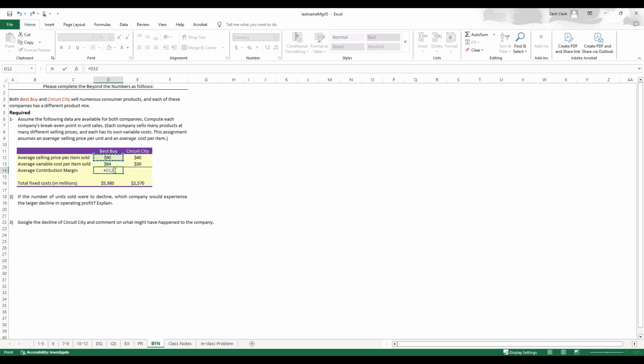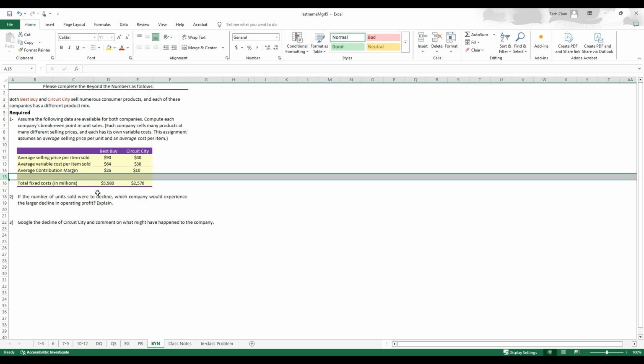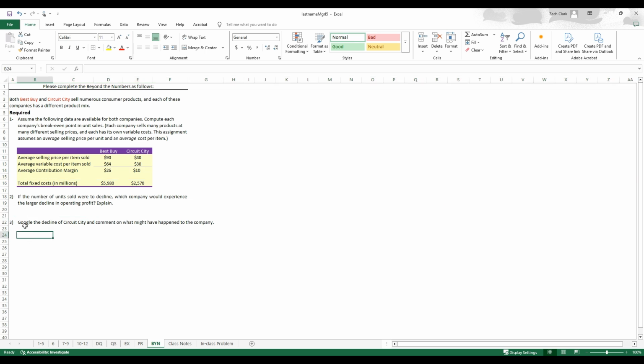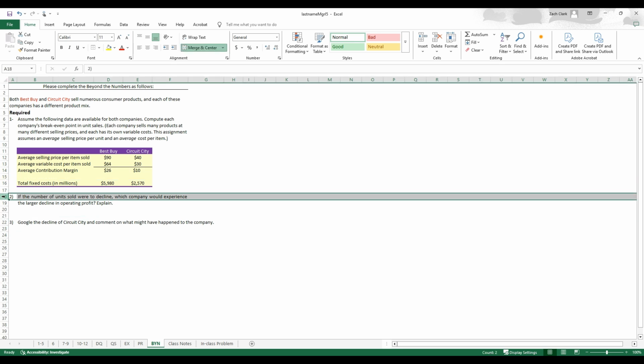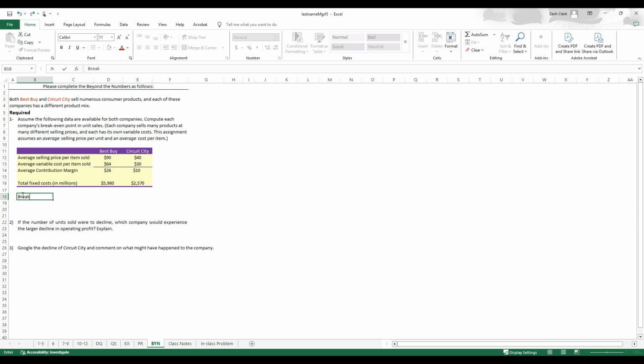So we'll take our selling price minus our variable cost. You can see that Best Buy has a much higher contribution margin there. And then if we are going to figure out our break-even point, well, let's just put it in. Let me get some space here. So then we can say break-even point for each one of these.